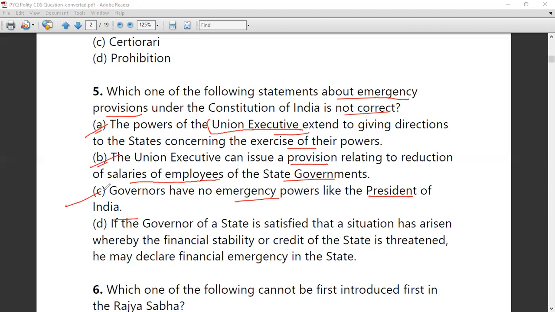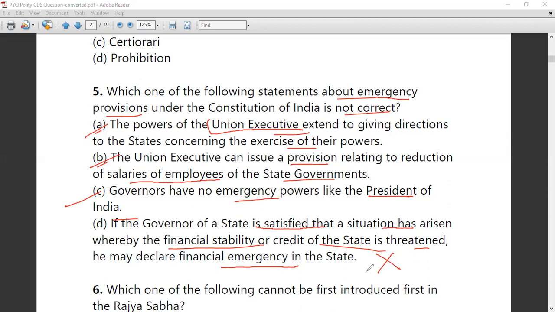So see here, if A, B, C are correct, then obviously there is a chance that D will be incorrect, and that would be our answer. So let's see option D. If the Governor of a state is satisfied that a situation has arisen whereby the financial stability or credit of the state is threatened, he may declare a financial emergency in the state. No, not at all. The Governor of the state has no power to declare an emergency.